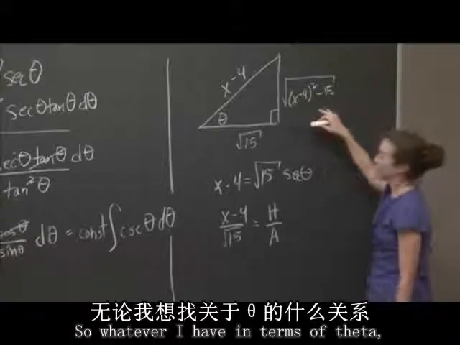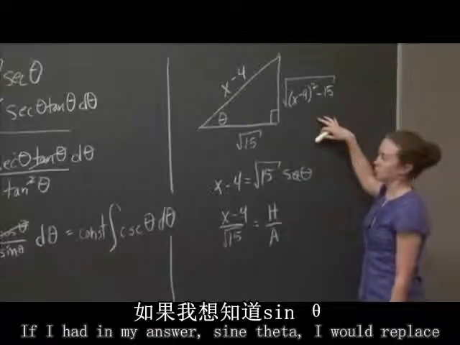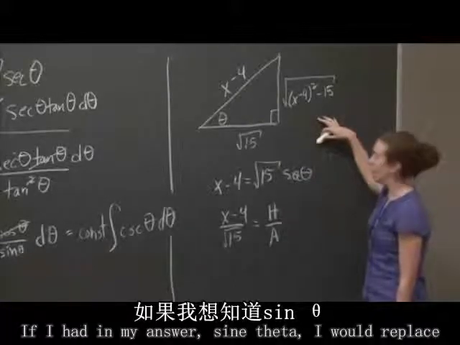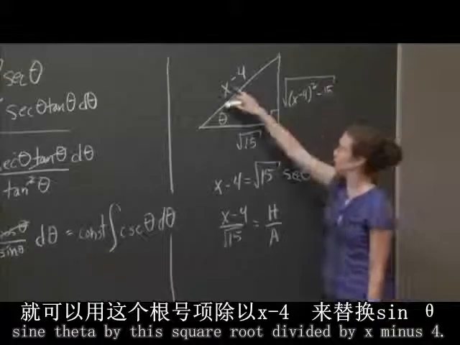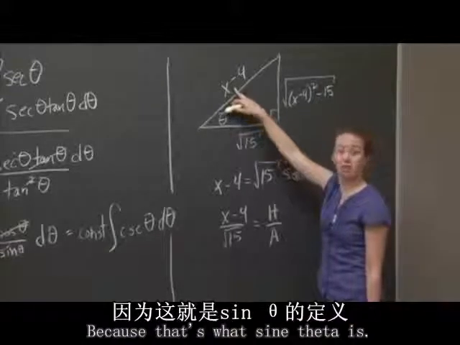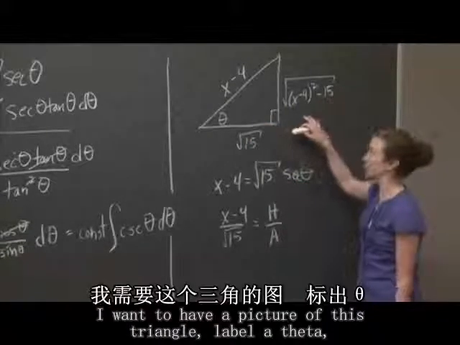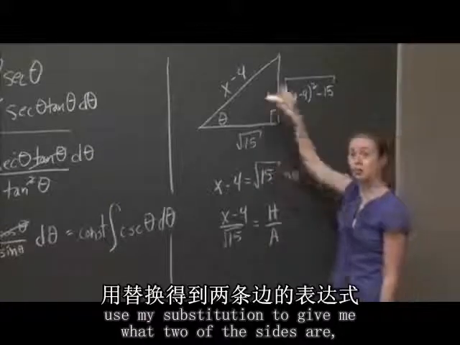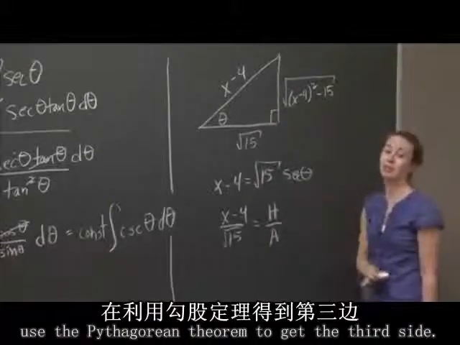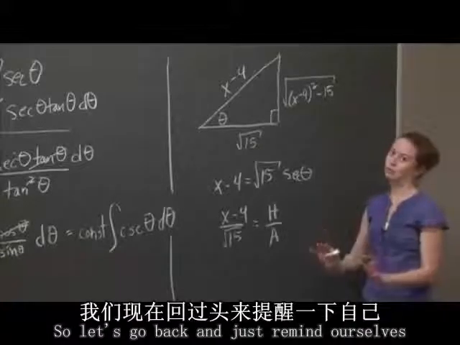So whatever I have in terms of theta, I just look at this triangle. If I had in my answer sine theta, I would replace sine theta by this square root divided by x minus 4, because that's what sine theta is. And so that's how I finish this type of problem always. I want to have a picture of this triangle, label a theta, use my substitution to give me what two of the sides are, and use the Pythagorean theorem to get the third side. So that's the strategy.